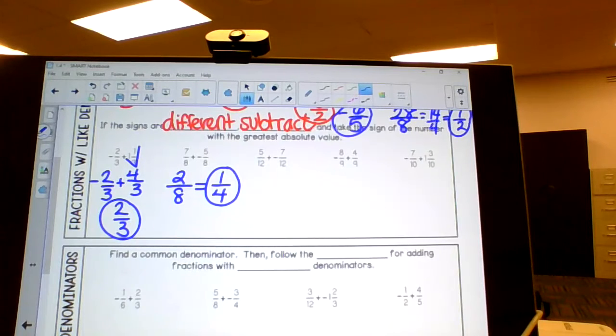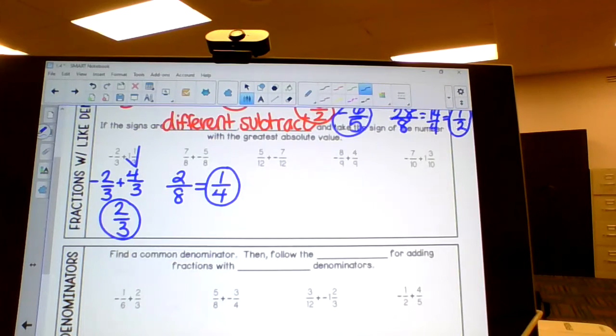I can't remember if it was this class, but somebody, when we were doing fractions last week, made all their answers decimals. We're not going to make these decimals, okay? If they're already a fraction, they stay a fraction. If they're already a decimal, then they stay a decimal. Don't change them. It was like, I don't know what day it was.